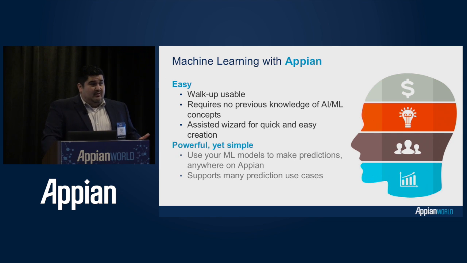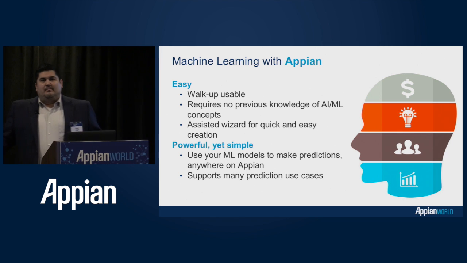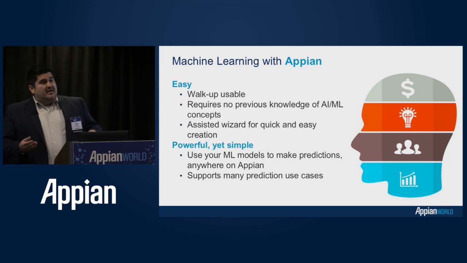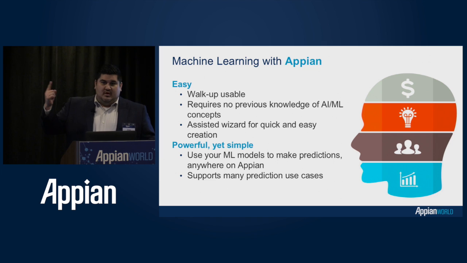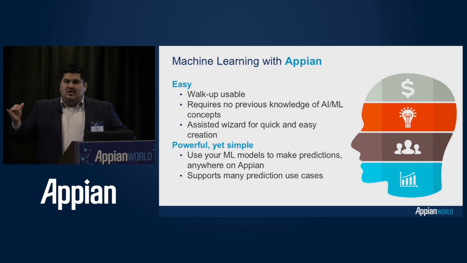Now, it still needs to be powerful, right? So it needs to leverage the whole power of the Appian architecture. So you can use your machine learning models with just one rule. One rule where you specify every machine learning model, as Matt mentioned, it becomes a record. And all you have to tell me is, what is that record reference? And what are the attributes that you're trying to predict?